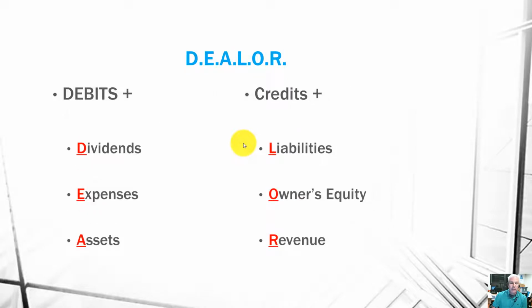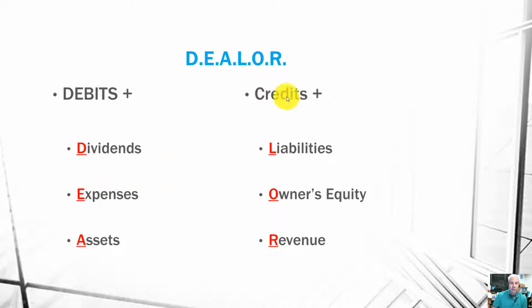The next acronym that we covered was DEALER. Remember, this is telling us our debits from our credits. The debits are your D, your E, and your A. Dividends, expenses, and assets all have debit balances. That's how we increase these types of accounts. When we want to decrease them, we would have to credit them, do the opposite.